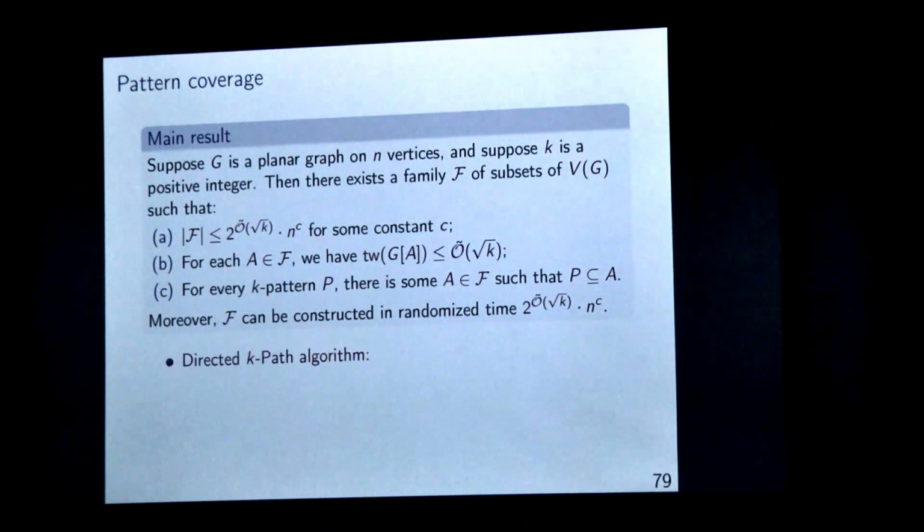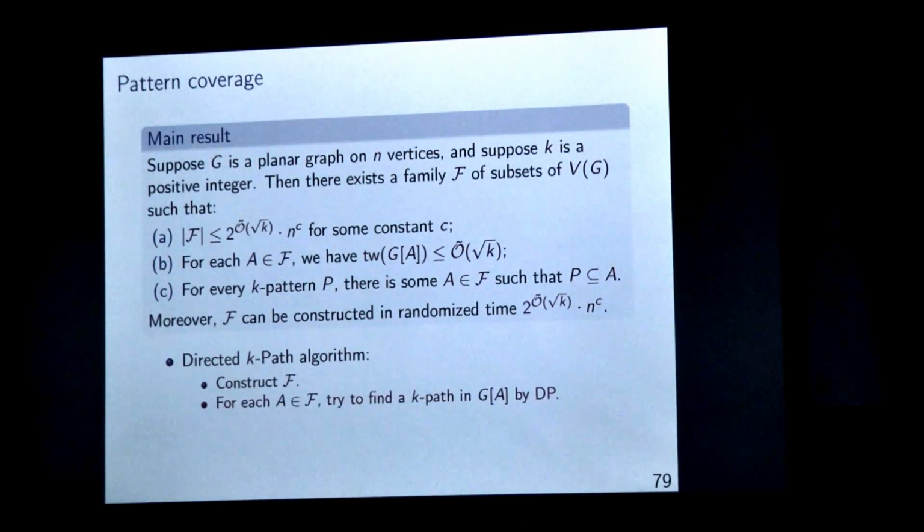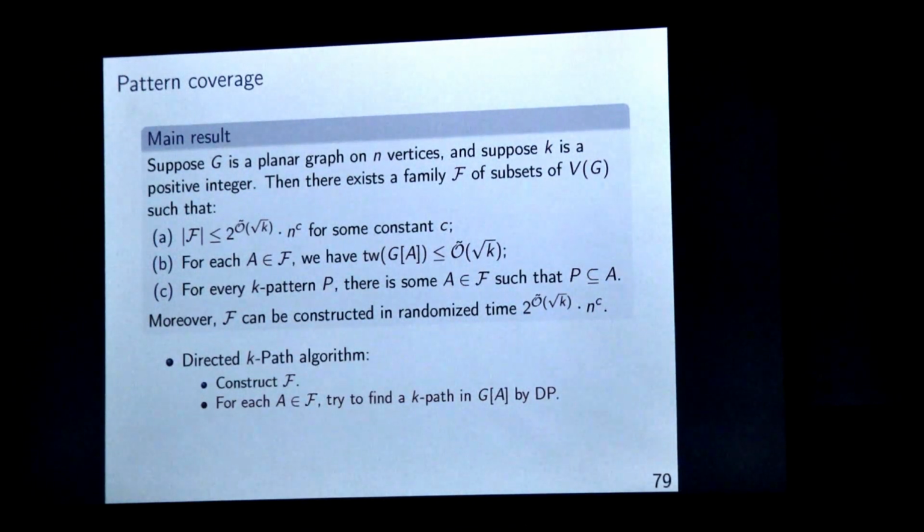Done. So how do I apply it for a directed k-path? I say, great, construct F. For each A in F, try to find a k-path in the graph induced on A. That's it. Nothing to do with undirected or directed, because I assumed a planar graph. The treewidth is of the underlying undirected graph. So it's a planar graph, and for every object in my family, when you forget the direction, it has small treewidth, but you can have anything.